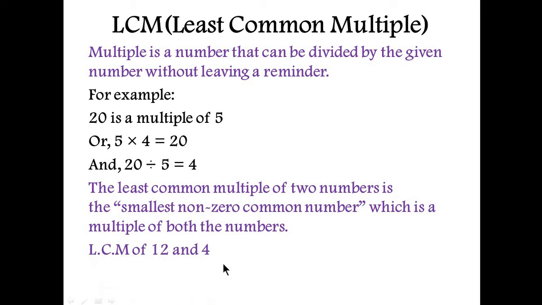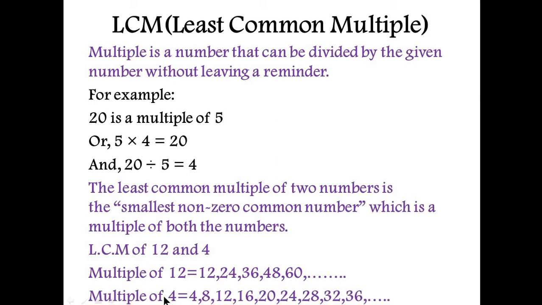So here, what's the LCM of 12 and 4? Basically, the multiples of 12 are: 12 ones are 12, 12 twos are 24, 12 threes are 36, and so on. After that, the multiples of 4 are: 4 ones are 4, 4 twos are 8, 4 threes are 12, and so on. So now, here you can see that the common multiples are 12, 24, and 36. So now what is the least common multiple of both the numbers? This is 12. So 12 is the LCM of these.